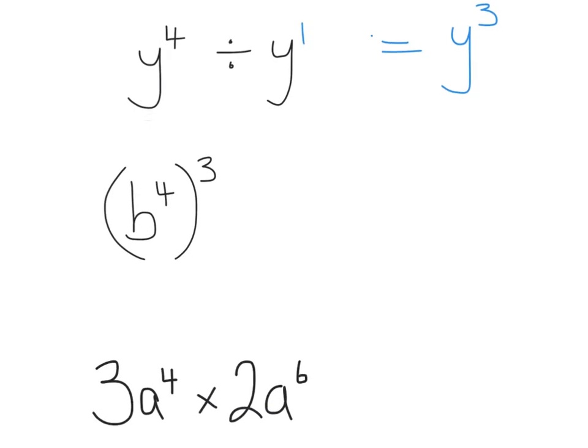Alright. b to the power 4, cubed. Whenever it's in a bracket, we just multiply. So that becomes b to the power 12.